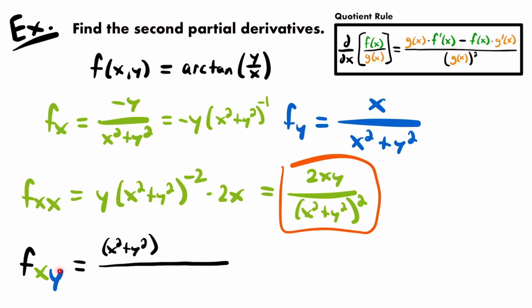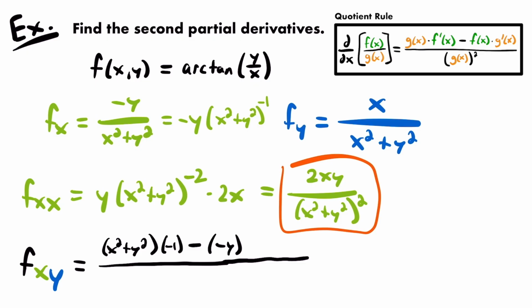Remember, we are taking a partial of fx with respect to y, and the derivative of negative y with respect to y is negative 1. So we multiply by negative 1, then we will subtract that top function, which is negative y, multiplied by the derivative of the bottom with respect to y. And so x squared would be a constant, so the derivative of x squared would be 0. The derivative of all constants is 0.